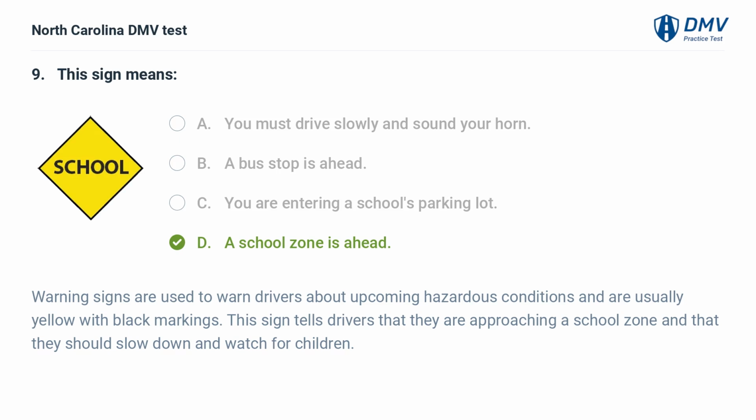Warning signs are used to warn drivers about upcoming hazardous conditions and are usually yellow with black markings. This sign tells drivers that they are approaching a school zone and that they should slow down and watch for children.